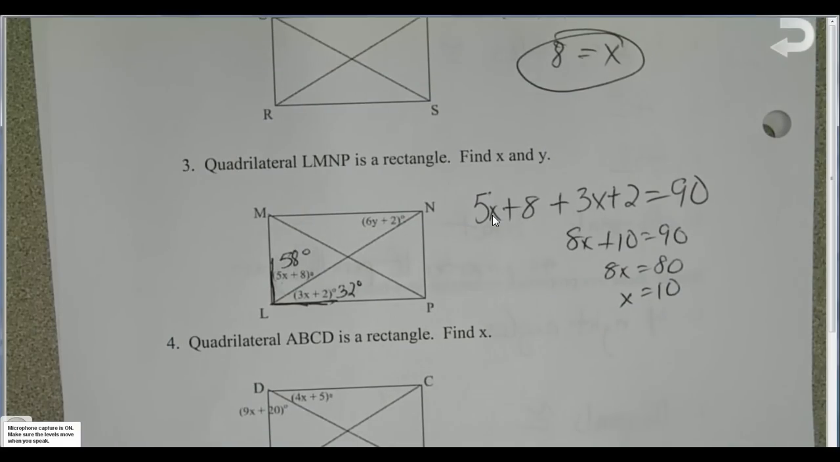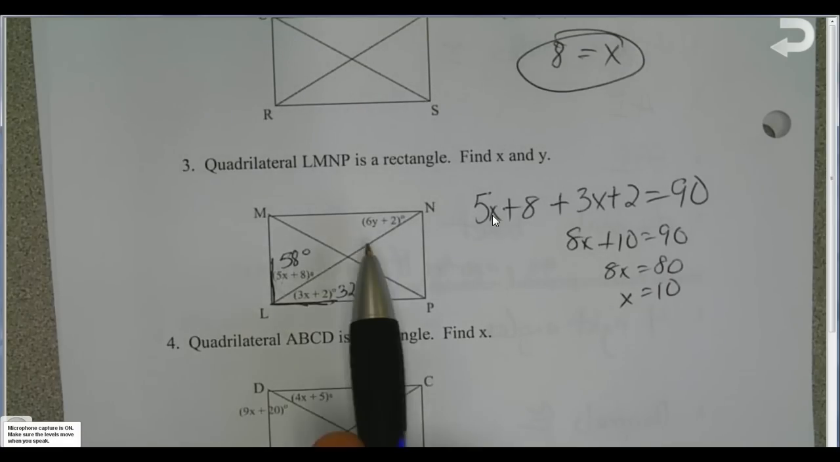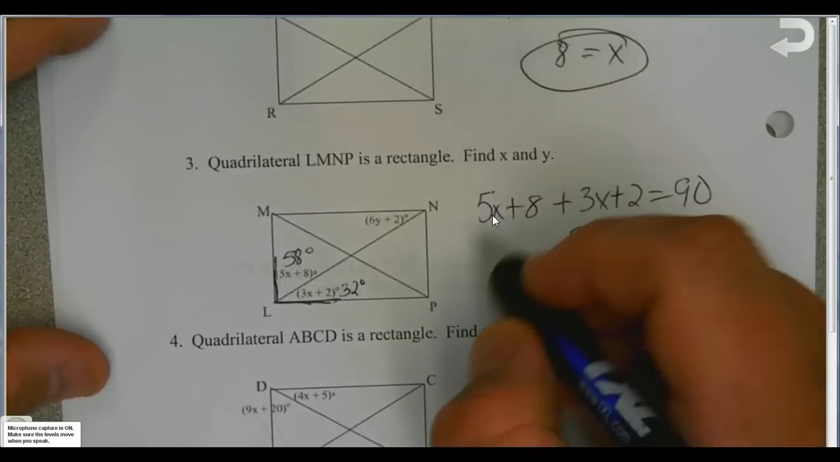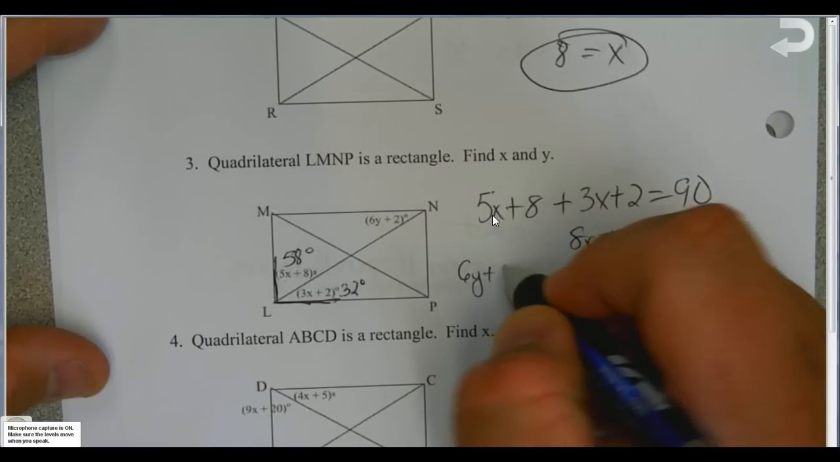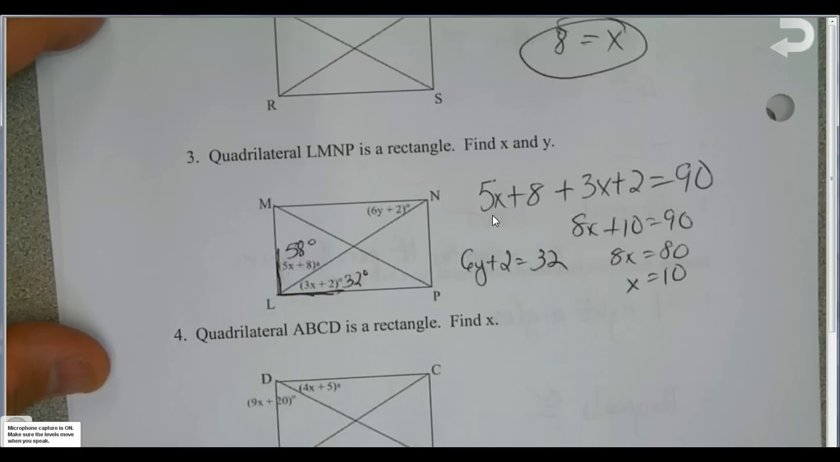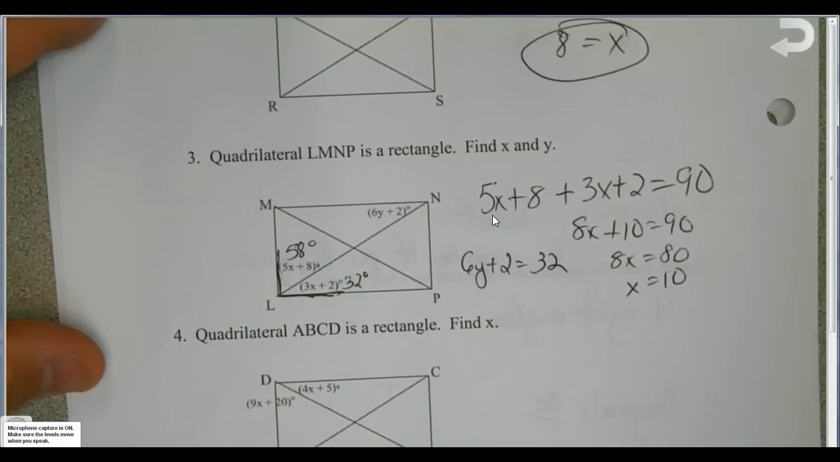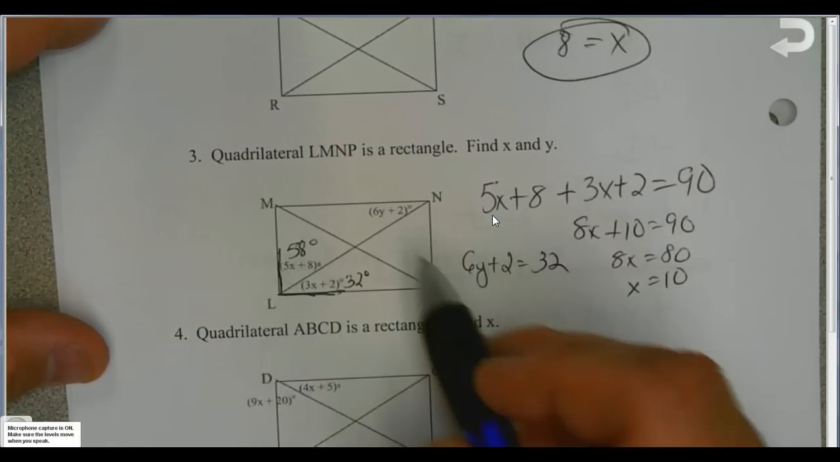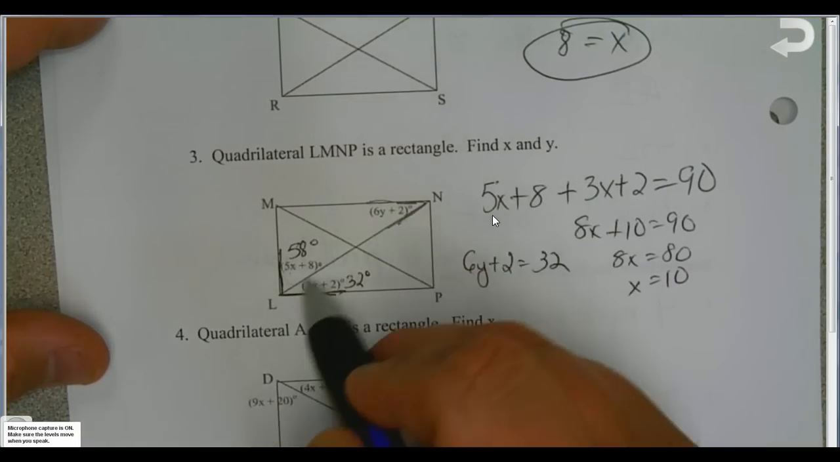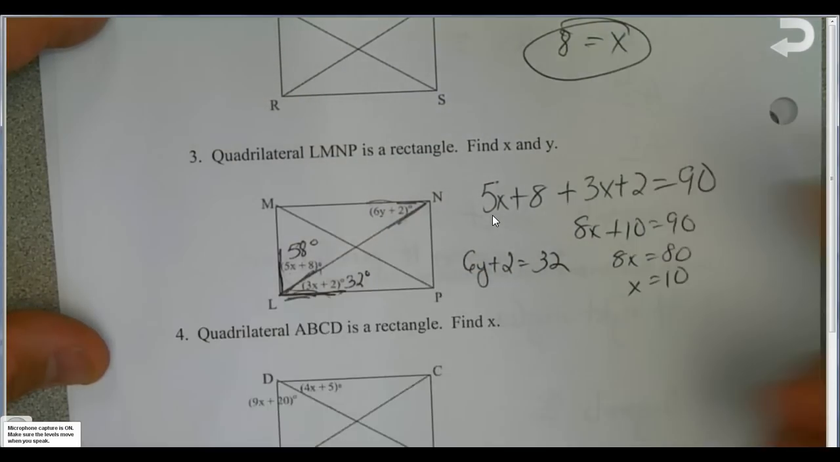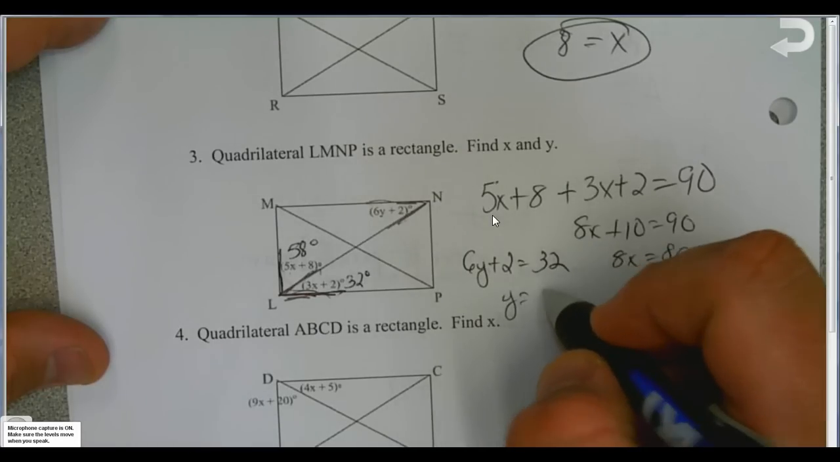Well, what angle is 6y plus 2 equal to? Remember, the properties of a parallelogram say that alternating interior is true. So 6y plus 2 is equal to 32, and then we should be able to solve for y. Again, it's because this is the alternating interior. And so y is equal to 5.